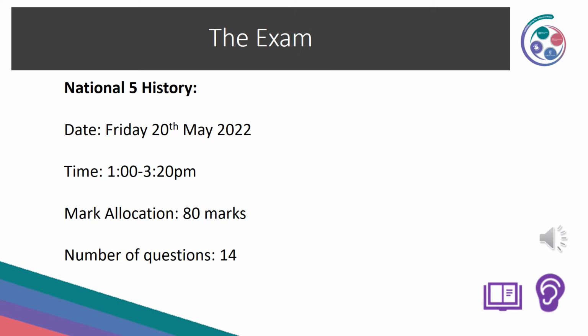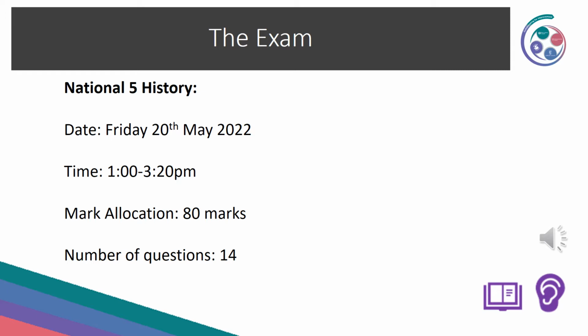The information on this slide is very important for you to read and to make a note of. This slide contains the key date and time information relating to your exam. The National 5 History exam will take place on Friday the 20th of May. The time that it will begin, according to the SQA timetable, is 1 p.m. in the afternoon. It will last until 3:20 p.m., which means that your exam lasts for 2 hours and 20 minutes.